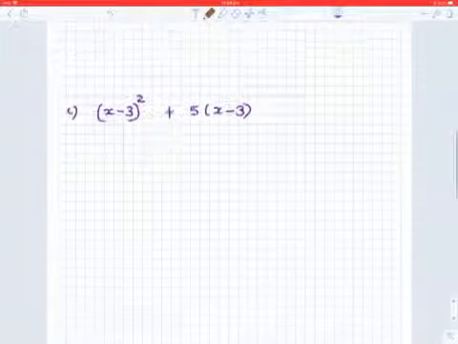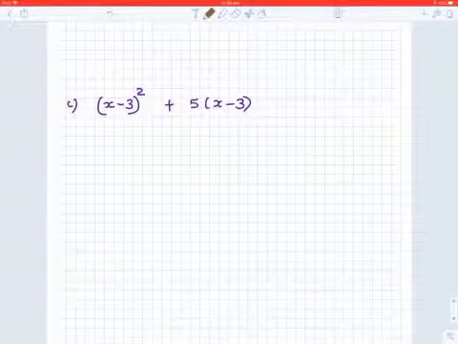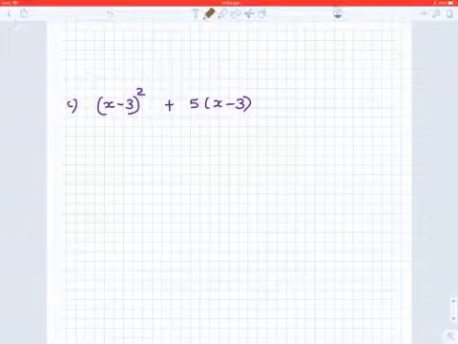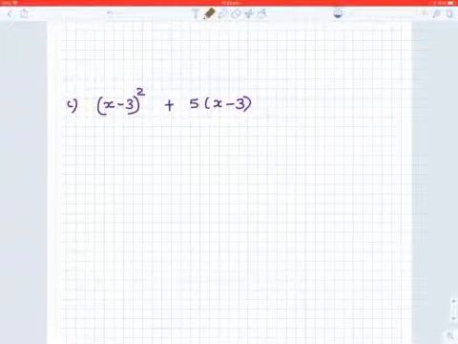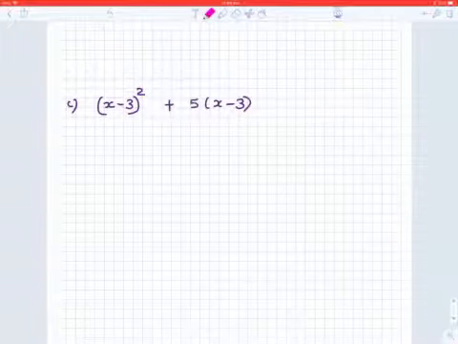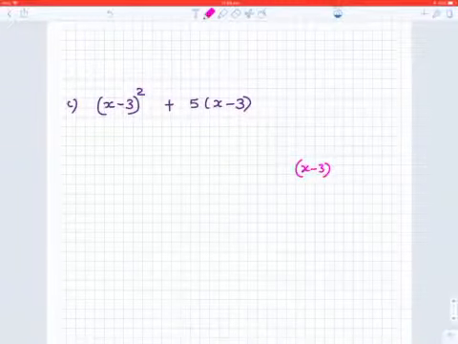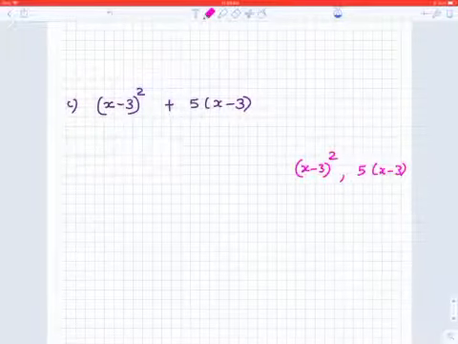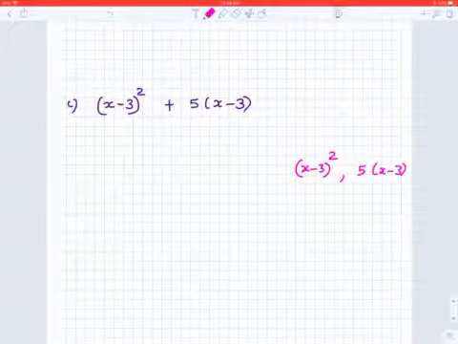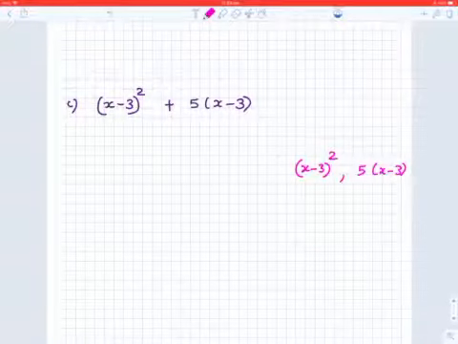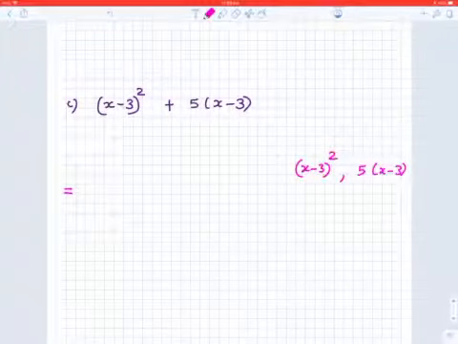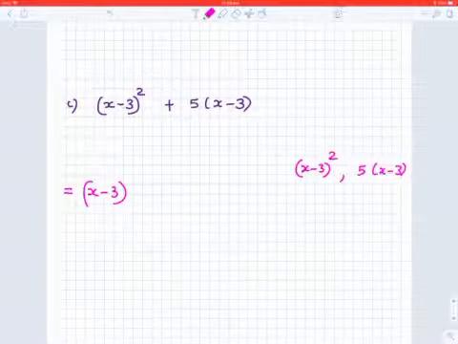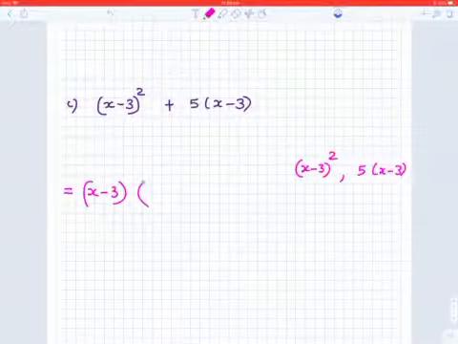Now, let us go to this example. When you look at this example, we have two terms. The first term is x minus 3 the whole squared. The second term is 5 bracket x minus 3. When you look at it, you must have something common, which is that x minus 3 in bracket. That is common.